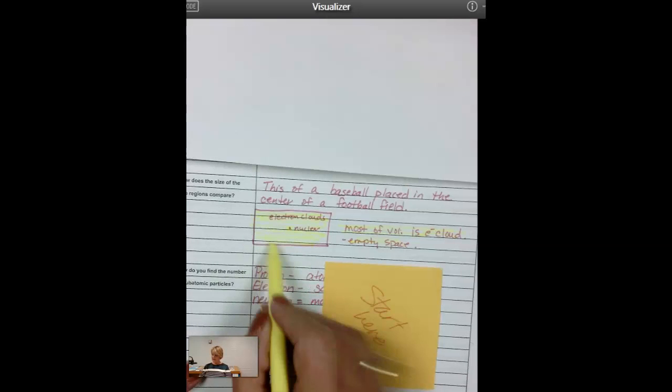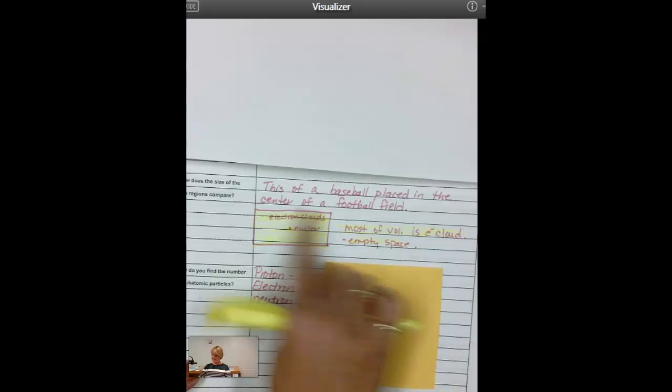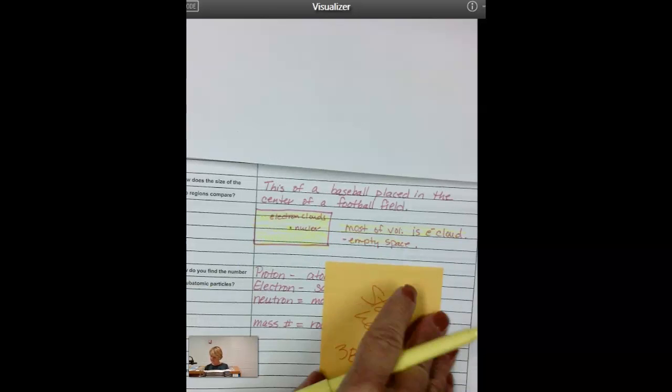So again, most of the volume of the atom is in the electron cloud. That's all this space out here. Most of it is empty space, but it is out there where the electrons are. Think of it as a baseball in the middle and a few little kids running around outside, with the whole freedom of this football field to run around in. Okay, so that's just to give you a visual of it.